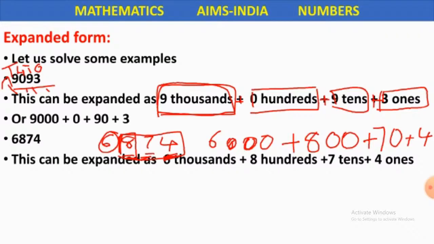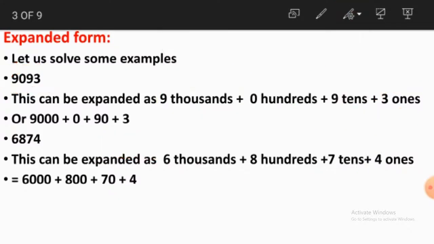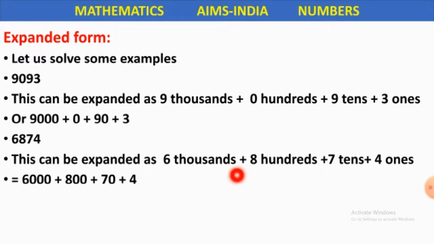See, the place value, the 6874 can be expanded as 6000s plus 800s plus 7 tens plus 4 ones. 6 is in thousands place, 8 is in hundreds place, 7 is in tens place, and 4 is in ones place. After 6 there are 3 digits, so we have kept 3 zeros.